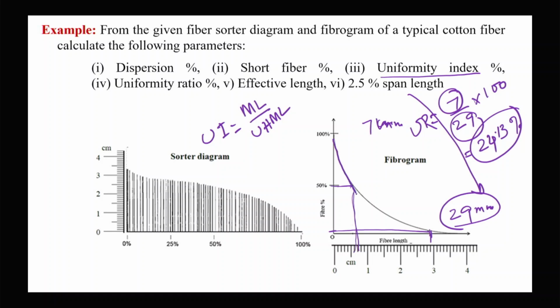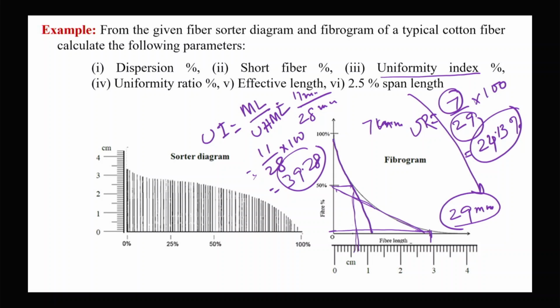a tangent here. So mean length is typically 11 mm, and upper half mean length you draw from the 50% point, typically 28 mm. So 11 by 28 multiplied by 100, it will be 39.28.